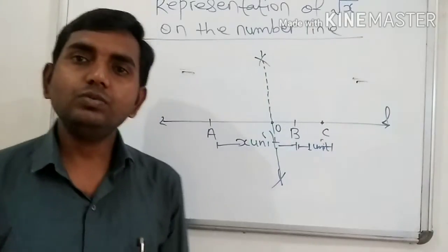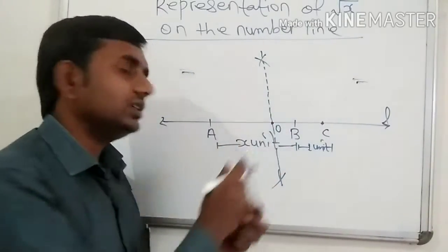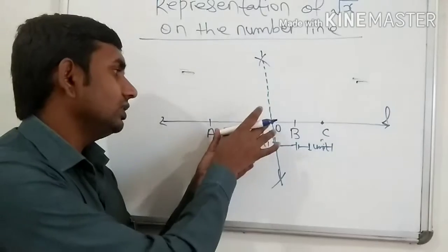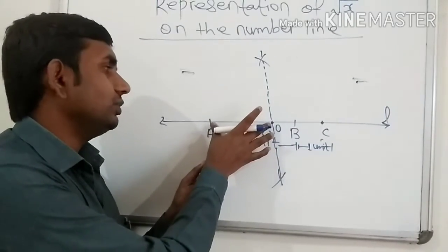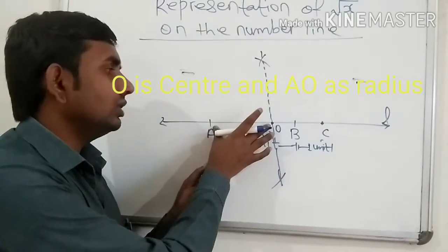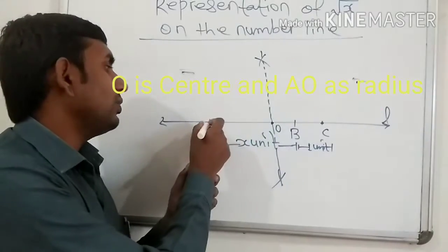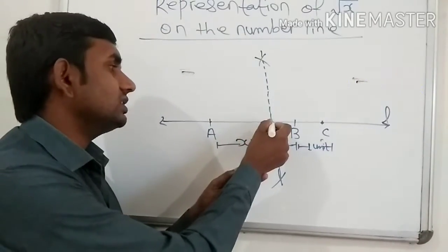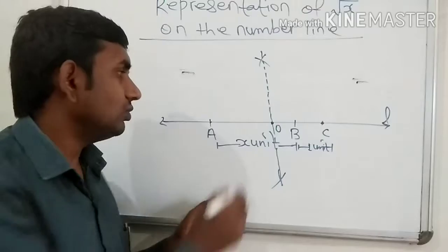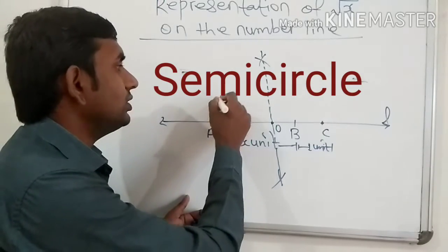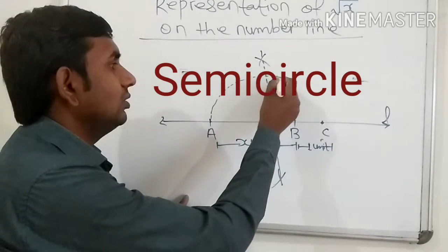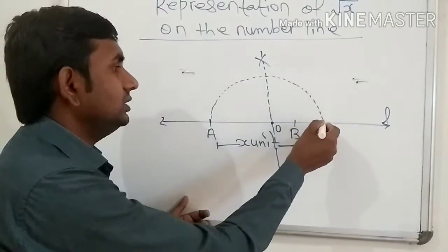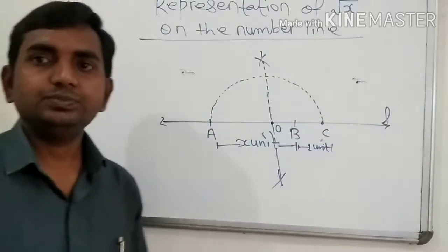Now by taking O as the center and an arc equal to AO, we draw a semicircle. If we draw a semicircle from O, then we find this type of construction.